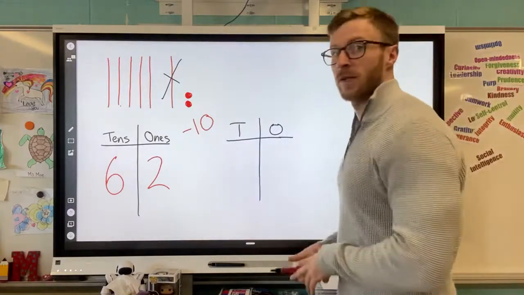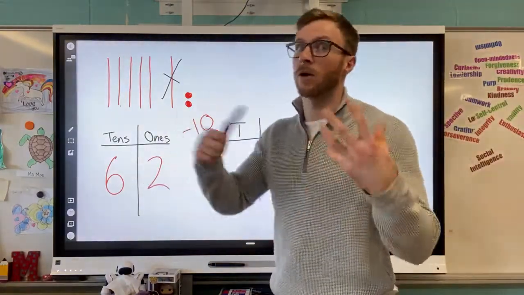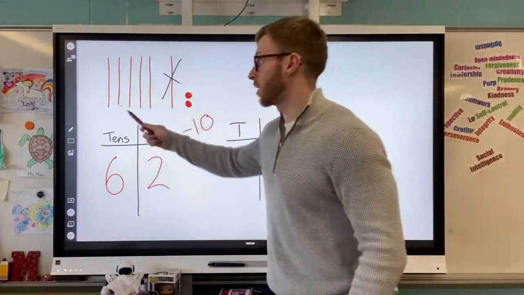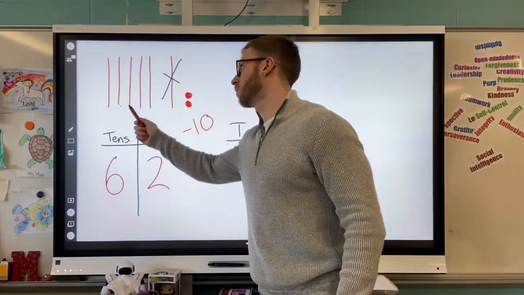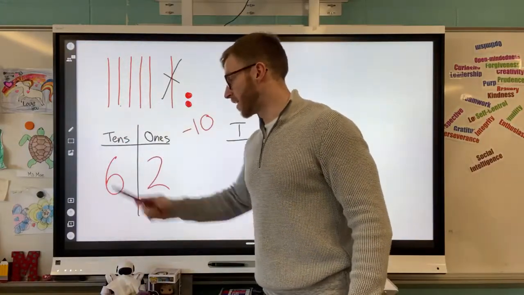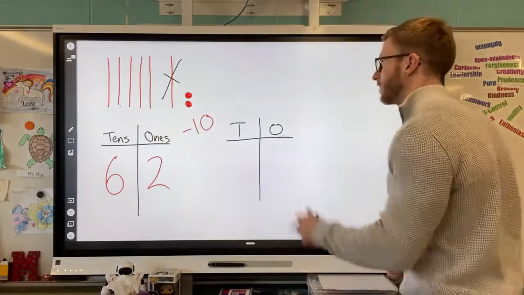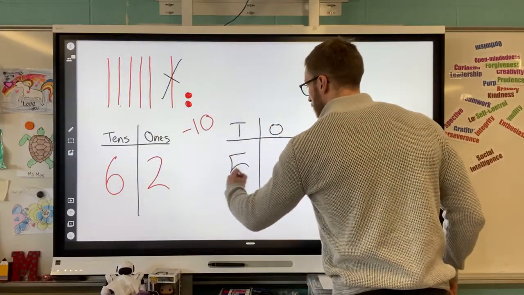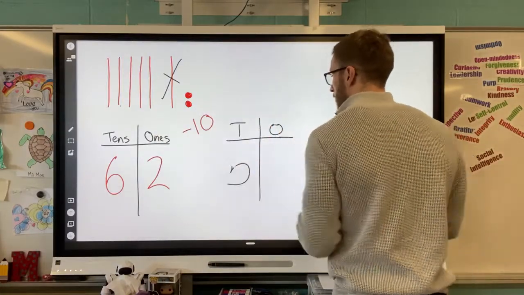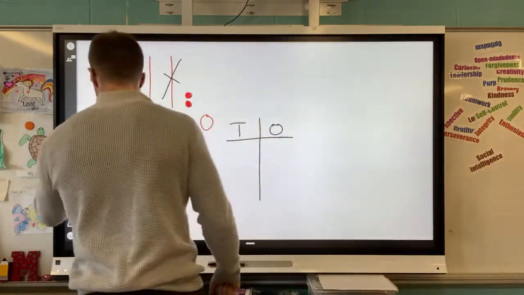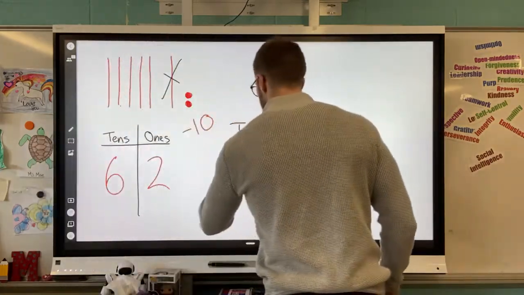Okay, now we need to count how many 10 sticks I have. I had 6 and I took away 1. So we should know what that equals, but let's double check. 1, 2, 3, 4, 5. 6 minus 1 is 5, so we have 5 10s. Hold on, let me rewrite that in red. So we have 5 10s.